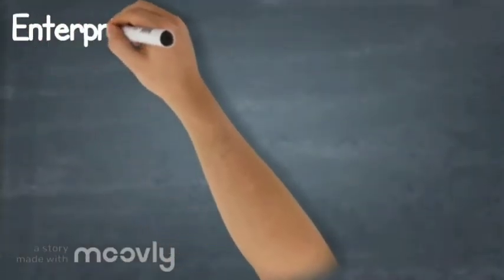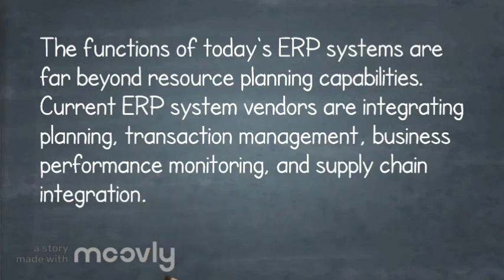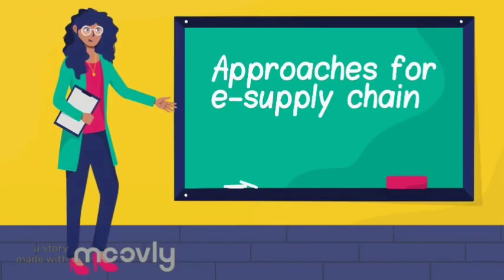Enterprise Systems, EPS. EPS is an integrated information system that deals with entire enterprise transaction processes in an integrated database. It transforms data and company-wide business processes into an integrated, consistent information resource. The functions of today's ERP systems are far beyond resource planning capabilities. Current ERP system vendors are integrating planning, transaction management, business performance monitoring, and supply chain integration approaches for e-supply chain management.